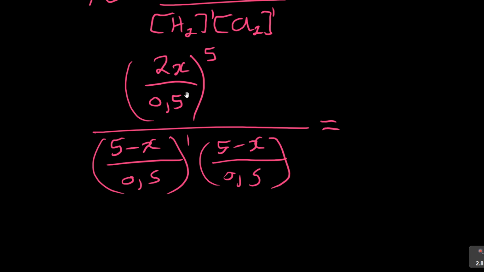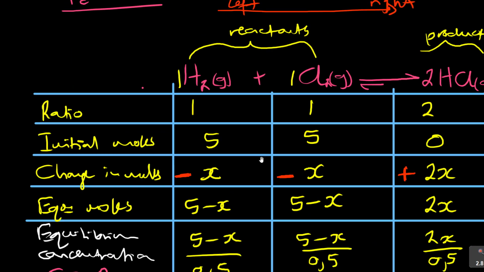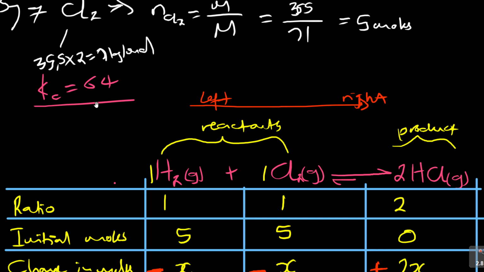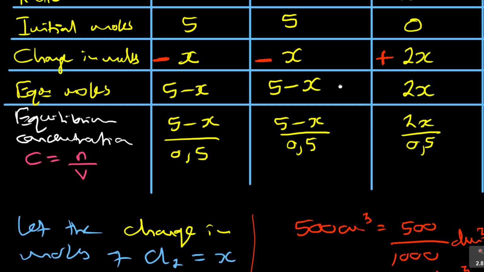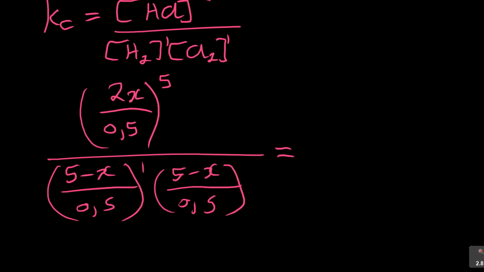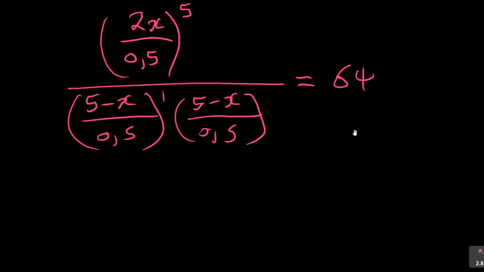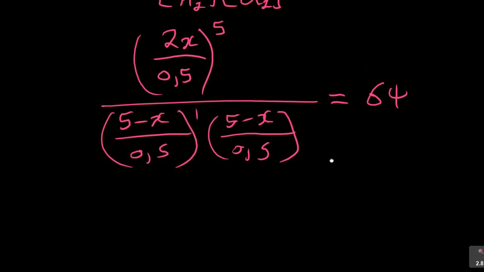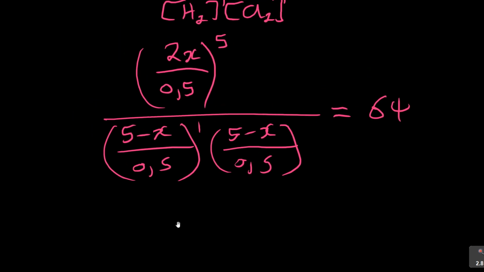Now look what I'm going to write. Remember, this is Kc. They gave me that particular Kc was what? 64. We already know the value of Kc. So instead of having the Kc expression, I can now substitute and say this is actually 64. So guys, it's up to you how you solve for x here. What I can do is cross multiply. Simpler.